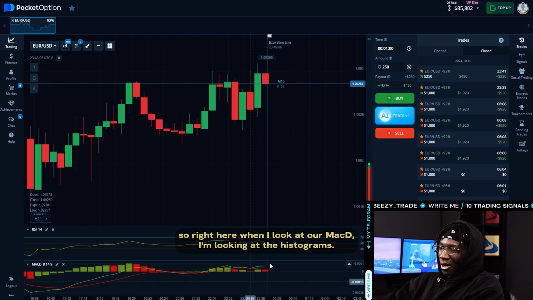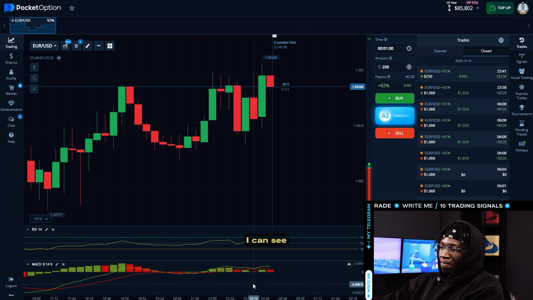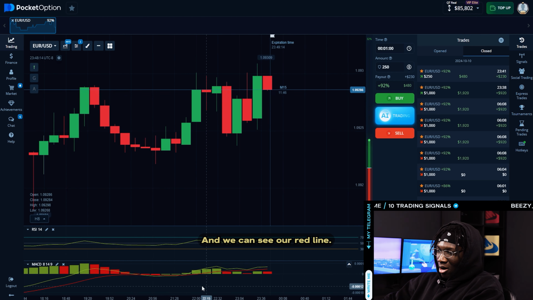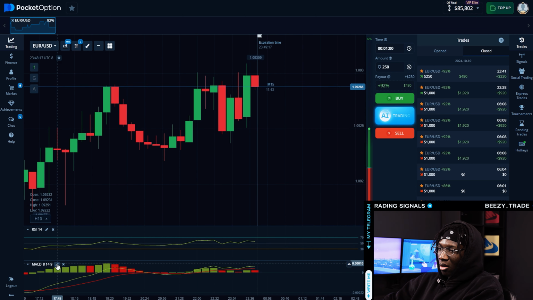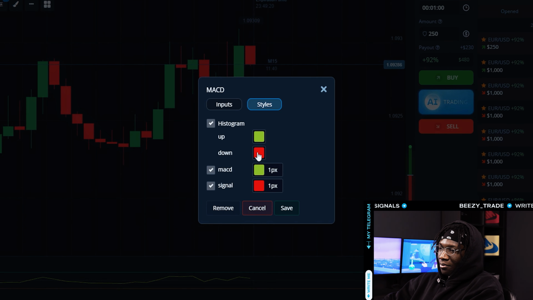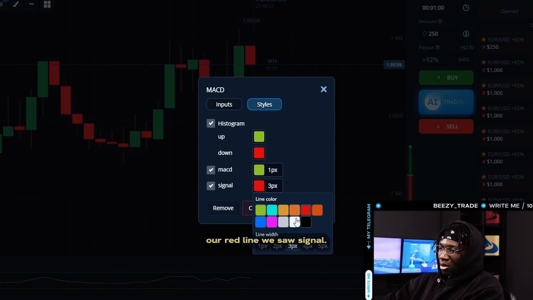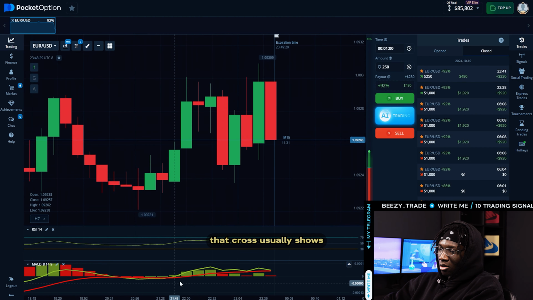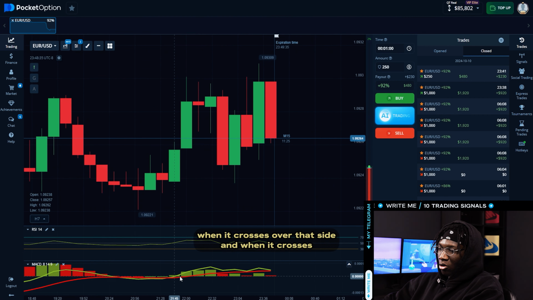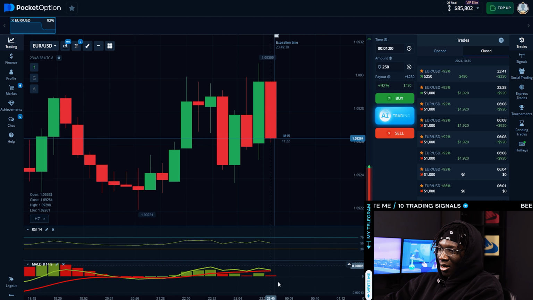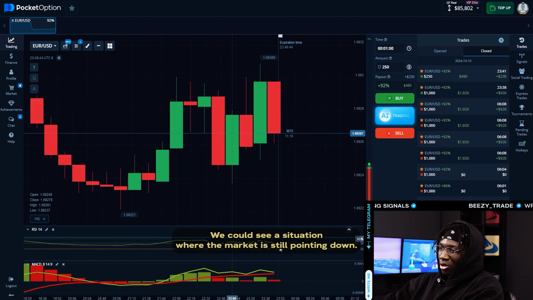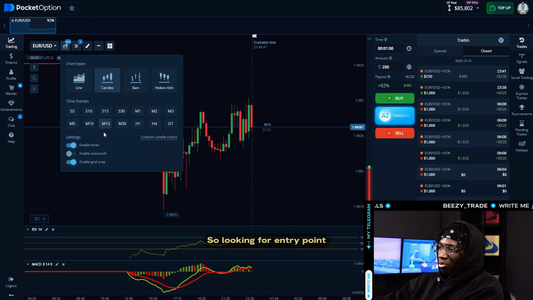So right here, when I look at our MACD, I'm looking at the histograms. I can see that we are crossing that signal period at 9. And we can see our red line, just to make that a little thicker. Now red line, we saw a signal. So when we see that cross, it usually shows an upward trend when it crosses over that side, and when it crosses below it, that means that we're going down. Right now we can see a situation where the market is still pointed down, so looking for an entry point.